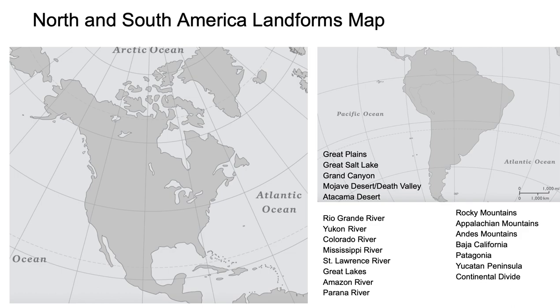All right, now let's switch to the last section, and maybe I'll start with the easiest. There is a huge, vast, flat area in the Midwest of our country. What is this called? 3, 2, 1. Great Plains. The Great Plains.